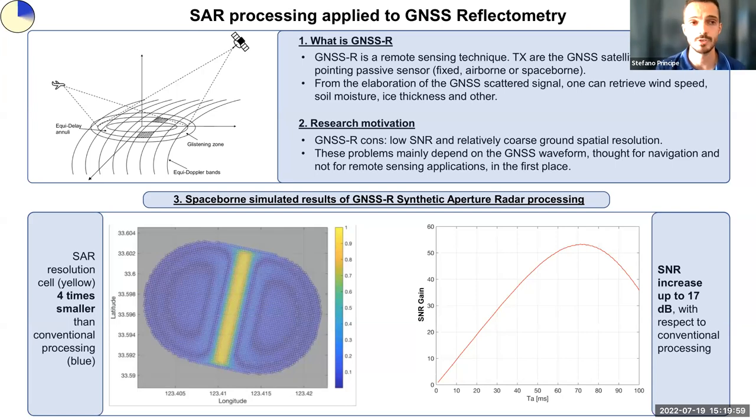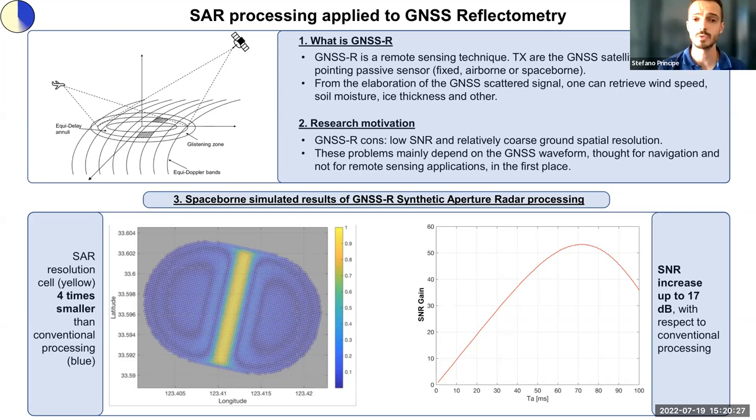GNSSR is a simple, cheap, and effective remote sensing technique, but it has two important limitations. First of all, a low signal to noise ratio, and the second, relatively coarse ground spatial resolutions. These problems essentially depend on the structure of the GNSS waveform, which was not thought for remote sensing applications in the first place, but only for navigation purposes.